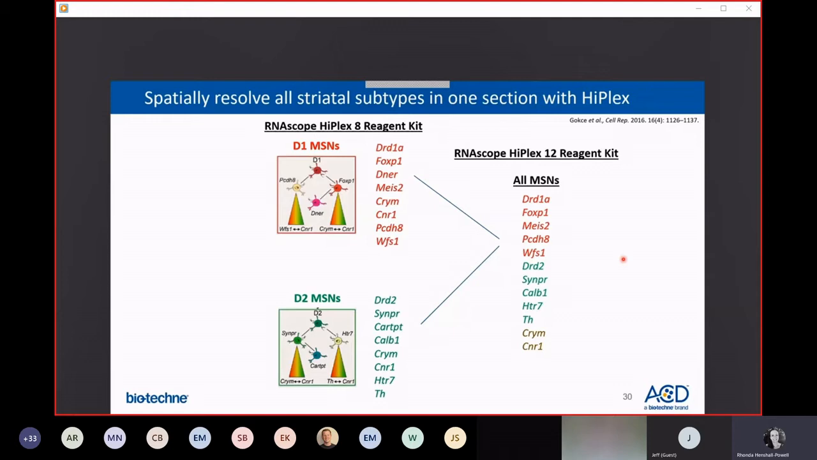just one single slide. So ACD pulled this paper, generated probes against the genes of interest that came out from the single cell data, and then ran a panel individually on a sagittal mouse brain tissue section, one slide for this 8-plex, one slide for this 8-plex, and one slide for this 12-plex.